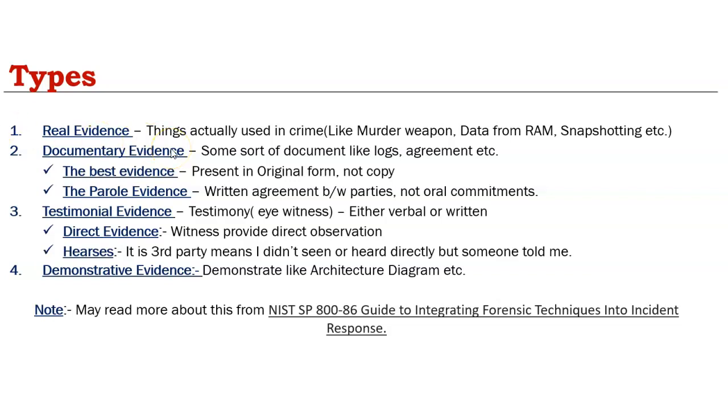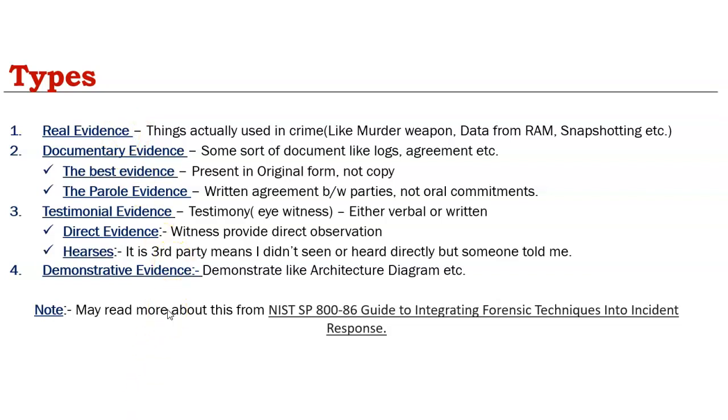Then there is documentary evidence. They are part of documents, like logs, any agreement. There are two subcategories of this: the best evidence and the parol evidence. Best evidence is presented in its original form, not a copy. So when you present documentary evidence in court in the original form, it is known as best evidence. The parol evidence: any agreement between the parties must be written, not oral. If any oral commitment is not admissible in the court, it must be a written agreement between the parties. That is known as parol evidence.